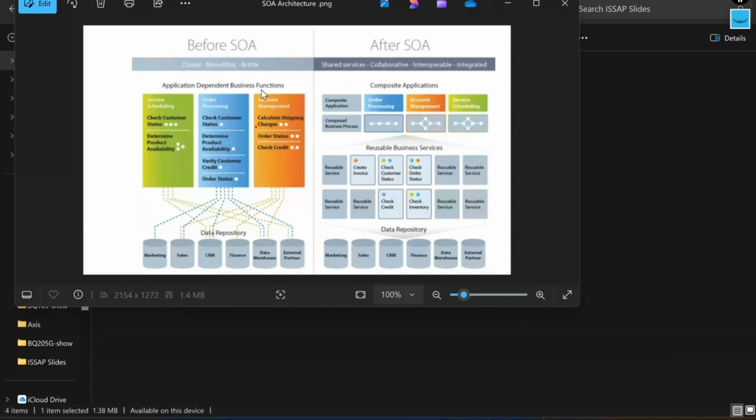Now what we have done is broken this down into small units. We have order processing, account management, and service scheduling, and each of them is trying to reuse business services, such as creating the invoice, customer status, checking order status, checking credit history, and checking inventory. So we are reusing the existing services with the help of SOA. This is the advantage of using service oriented architecture.